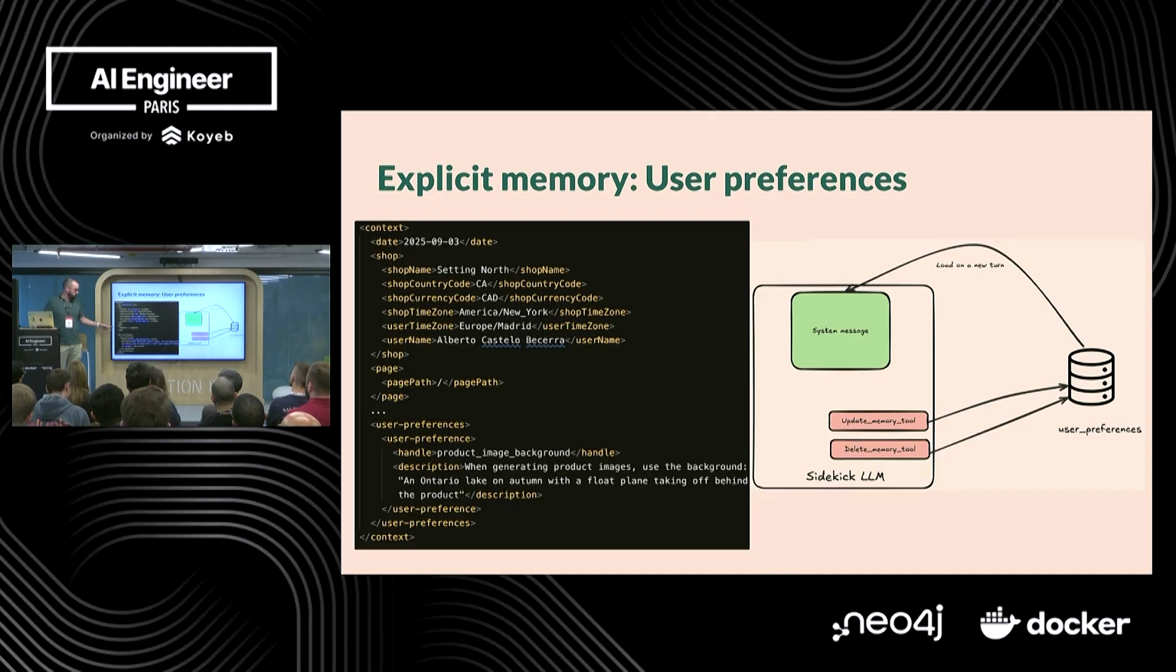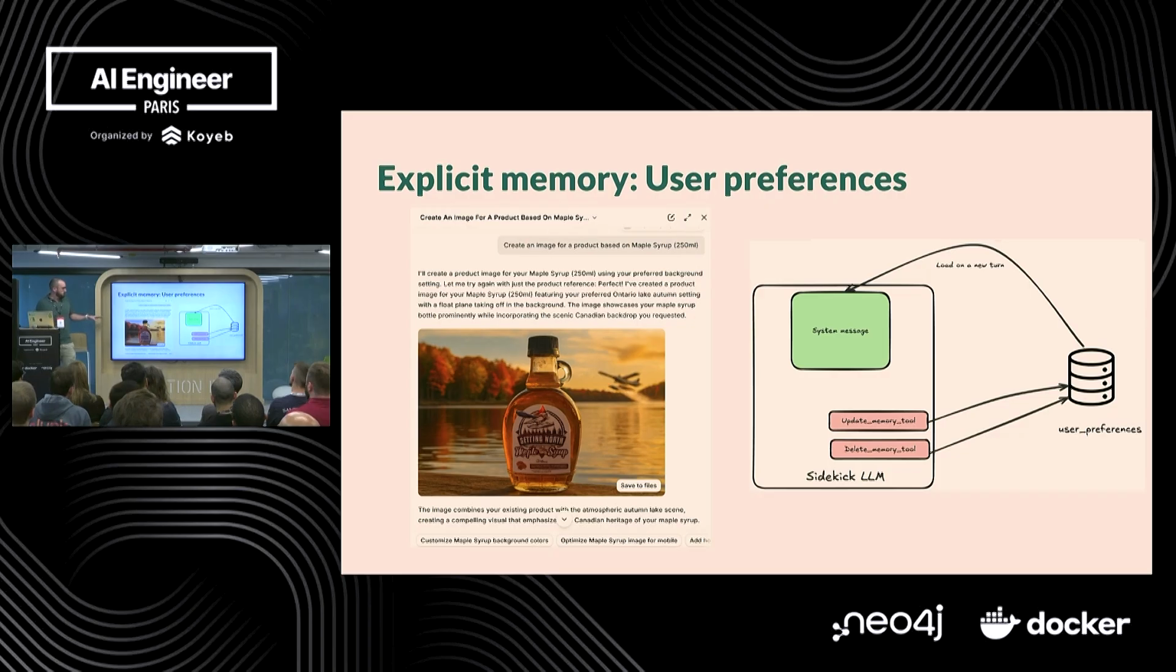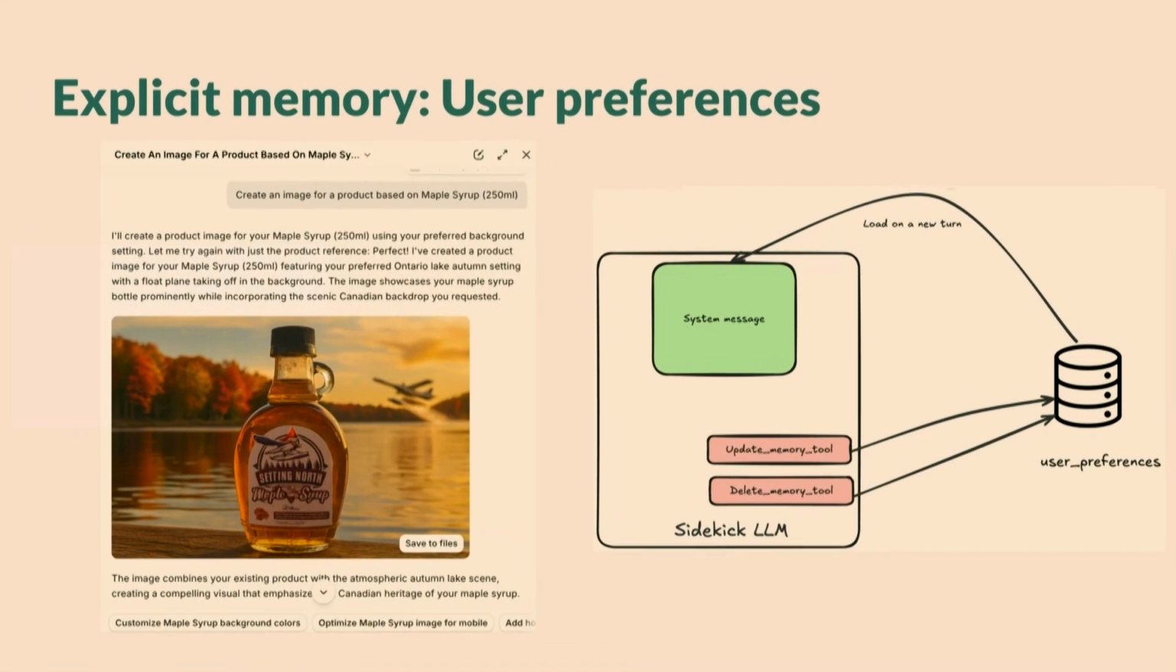Once we have those preferences saved to the database, whenever there is a new turn, we will inject that into the system context. For instance, here I say, create an image of a product based on maple syrup, 200 milliliters, and although the original image does not contain this background, it automatically creates the background based on the preferences.